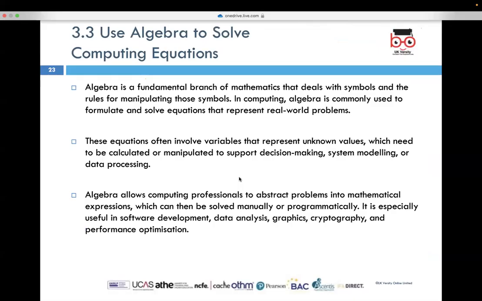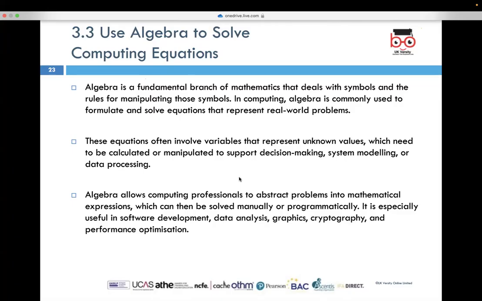Uses algebra to solve computing equations. Algebra is a fundamental branch of mathematics that deals with symbols and the rules for manipulating those symbols. In computing, algebra is commonly used to formulate and solve equations that represent real-world problems. These equations often involve variables that represent unknown values, which need to be calculated or manipulated to support decision-making, system modeling, or data processing.